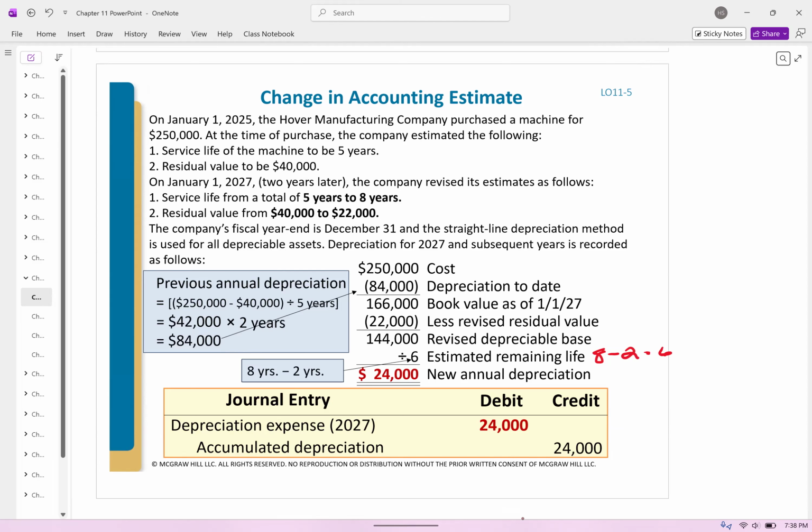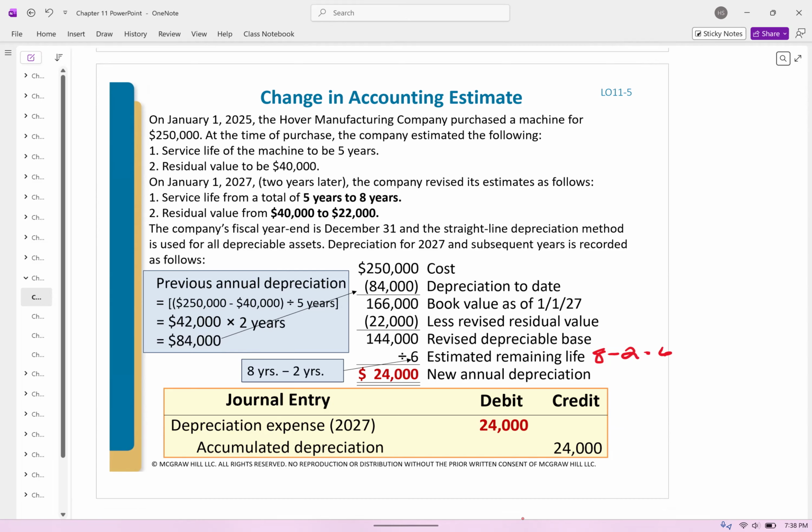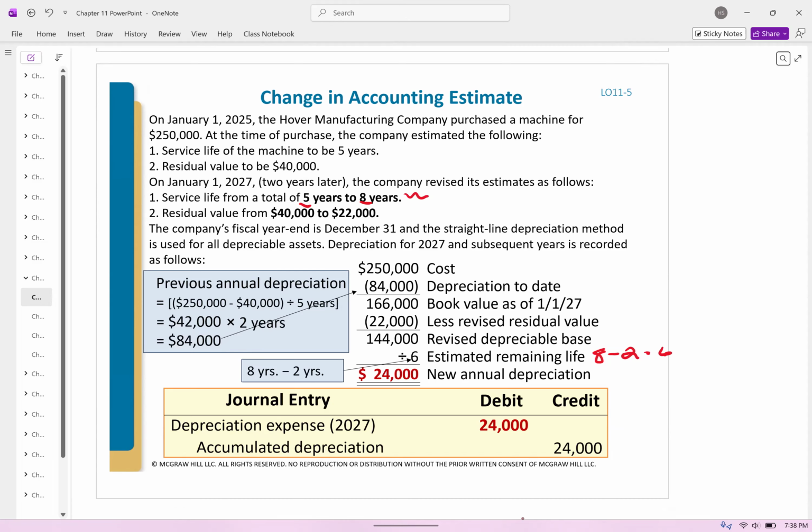So we have the same piece of machine, 250,000, residual value 40,000, service life is 5 years. Then they get to year 2, 2 years later, and the company is going to revise the estimate as follows: service life from a total of 5 years to 8. You have to be very careful. That's definitely where they would confuse me. You might think you're going to divide this by 8, but you're really not, because you've already depreciated it 2 years. So I came down here and took 8 minus 2, which gives us 6 more years.